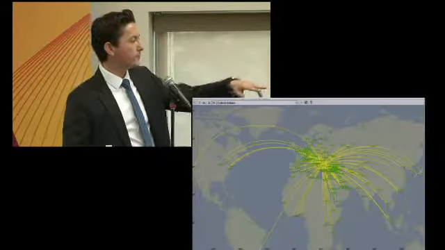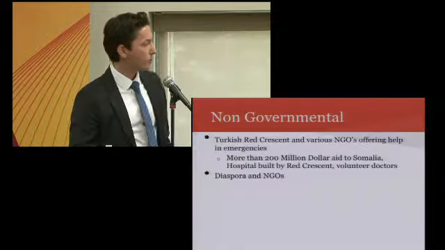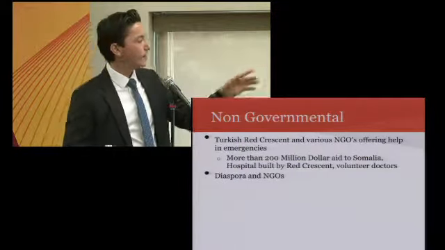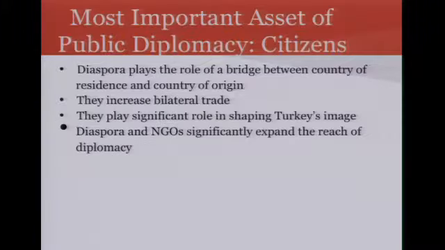So I will go on. This is the Turkish Airlines flight map. As you can see, it flies all around the world from one destination. It provides a good hub. I need to hurry because of time constraints. Turkish Red Crescent and various NGOs also offer help.